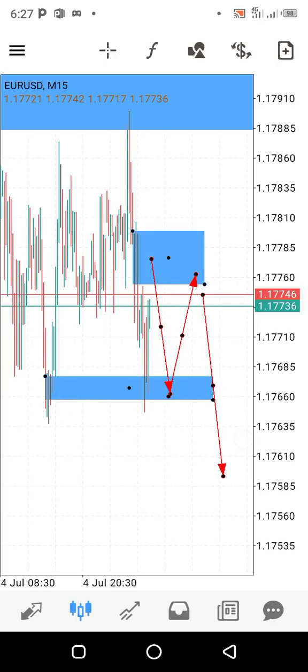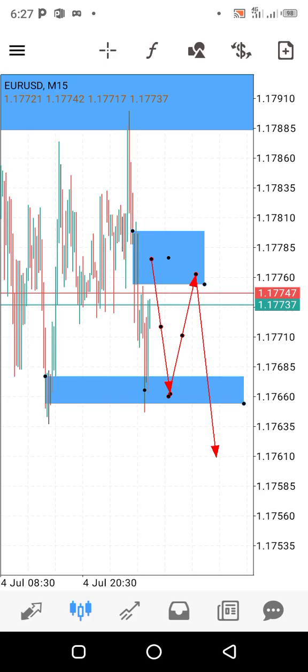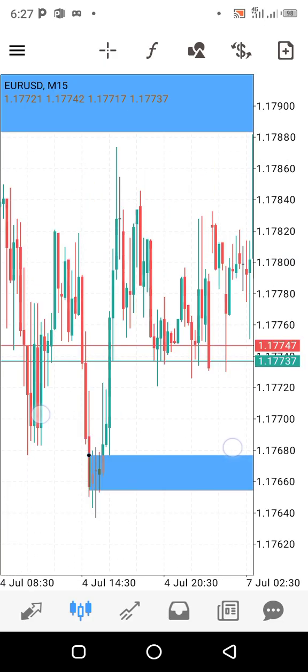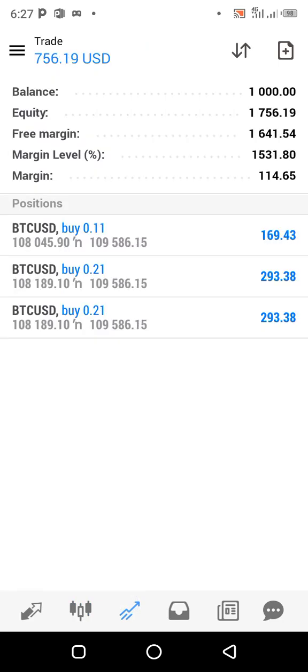But that's how we're looking currently on EurUsd. So if price is able to break that demand zone, then we shall just be able to take our entries. So yeah, that's it for EurUsd currently. I'll just wait and see the setup.